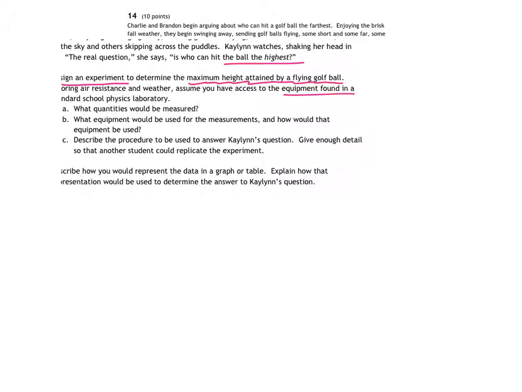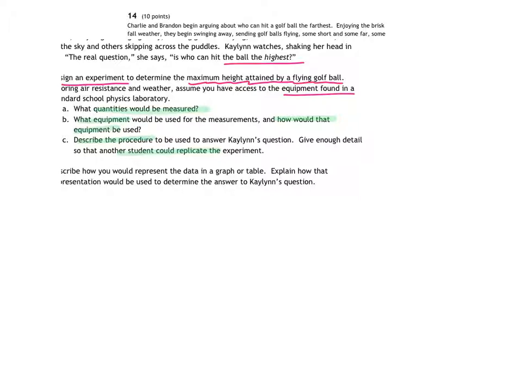standard school physics laboratory. Things that you need to think about as you solve this problem. What are you going to measure? What equipment are you going to need to choose to use, and how do you use it, especially if you choose a creative way to use it? And then describe the procedure used to answer Kaylin's question. Imagine that you give enough detail so someone could replicate your experiment.